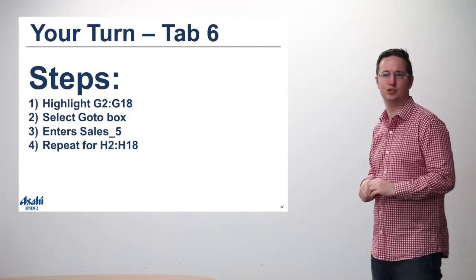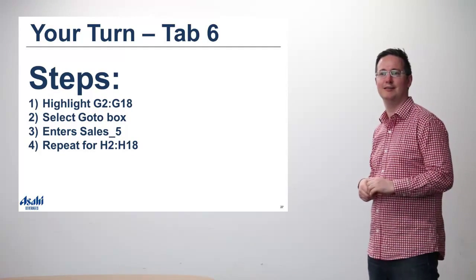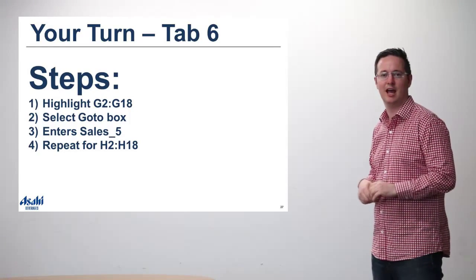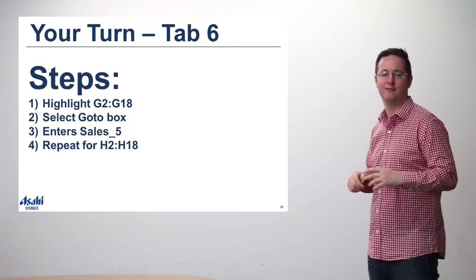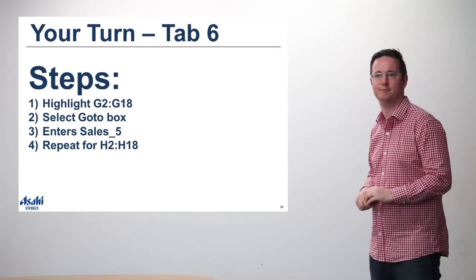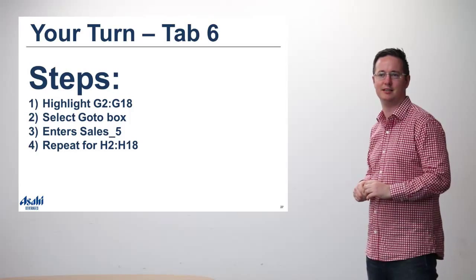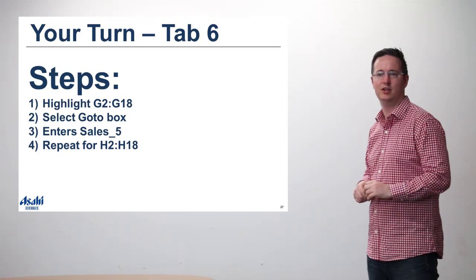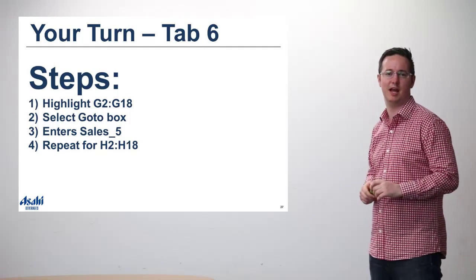Side tip as well with the Go To box. If you type cell K5 into the Go To box, Excel will take you there. So it's very good for taking you around a big spreadsheet. So now on tab 6, it's your turn to use the Go To box to make some named ranges.